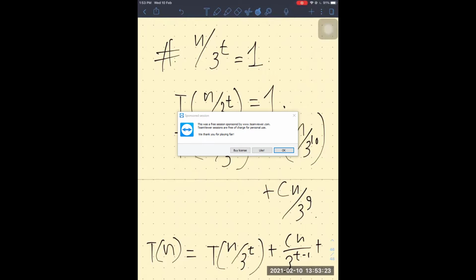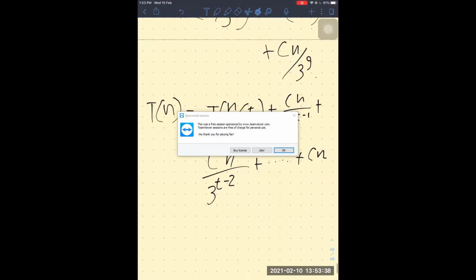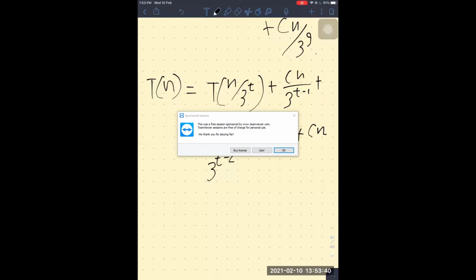So we have already assumed that T of n over 3 to the power t is equal to 1. This is our assumption. So we can directly put that in this equation, and we will get 1 plus c of n divided by 3 to the power t minus 1 plus c of n divided by 3 to the power t minus 2 plus all the way to c of n.